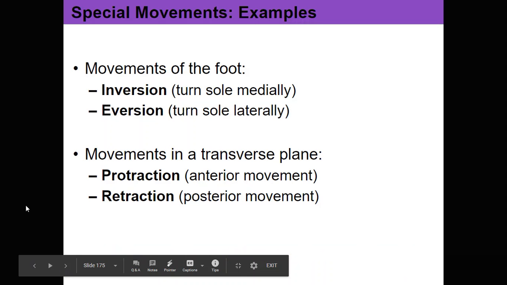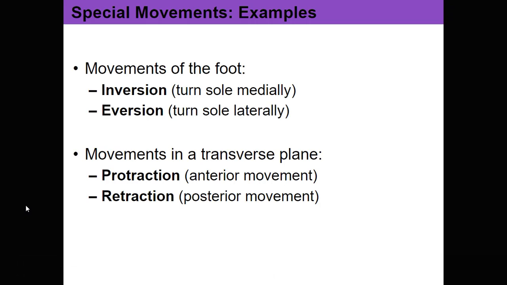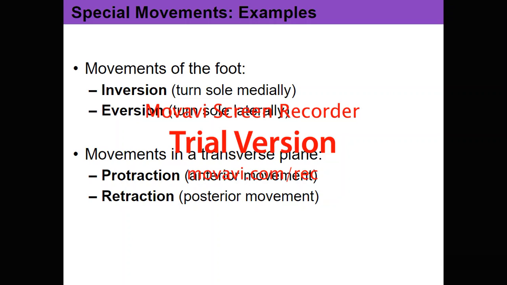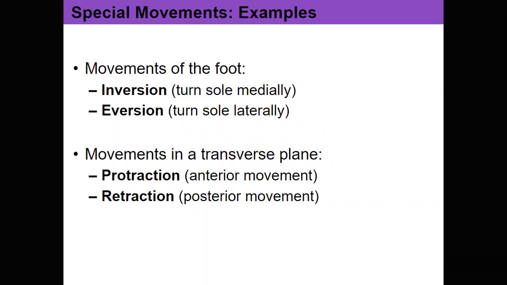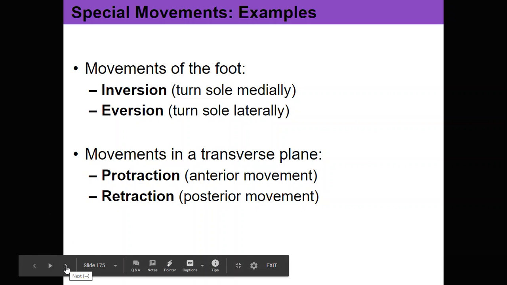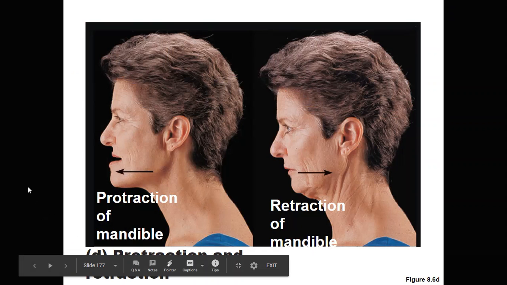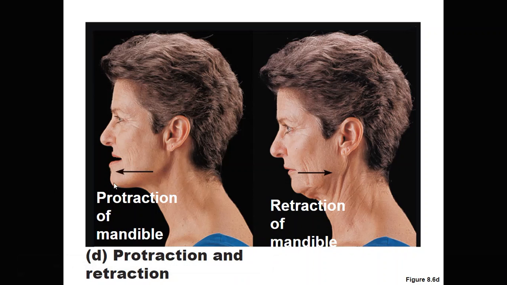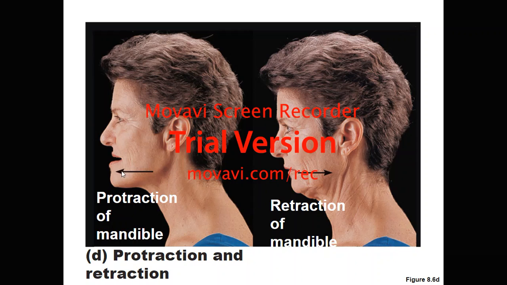And then with movements in the transverse plane, protraction, like your lower jaw, you can move it a little bit forward. You can also retract your lower jaw. So that's protraction, retraction. That describes movement in the transverse plane. And it shows an example here with your lower jaw, your mandible, protraction moving forward, and then retraction of the mandible moving backwards. Okay.